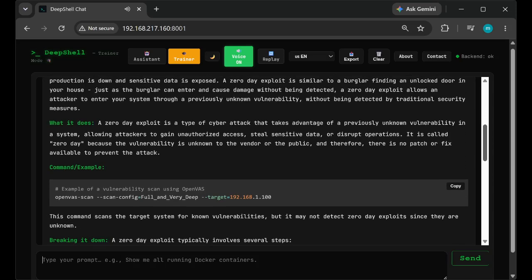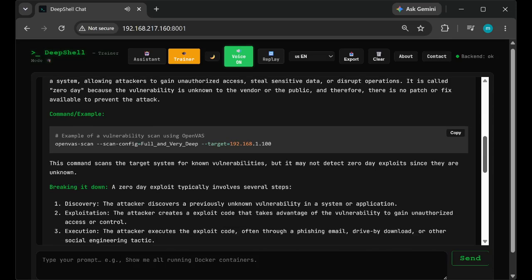What it does: a zero-day exploit is a type of cyber attack that takes advantage of a previously unknown vulnerability in a system, allowing attackers to gain unauthorized access, steal sensitive data, or disrupt operations. It is called zero-day because the vulnerability is unknown to the vendor or the public, and therefore, there is no patch or fix available to prevent the attack.